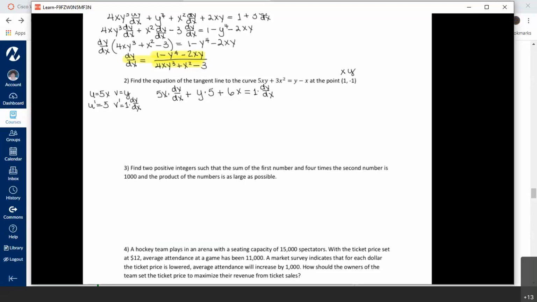And then the last term is negative x, and the derivative of that is minus 1. Okay, that's the calculus part. Everybody good with that?